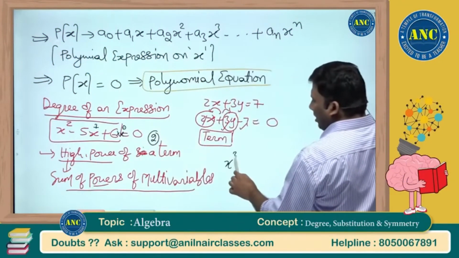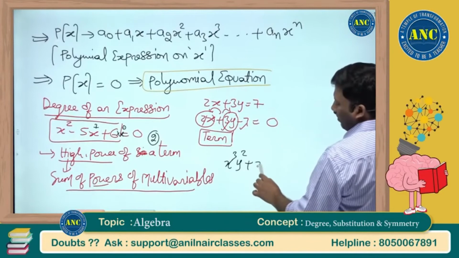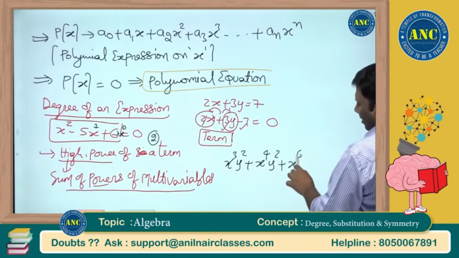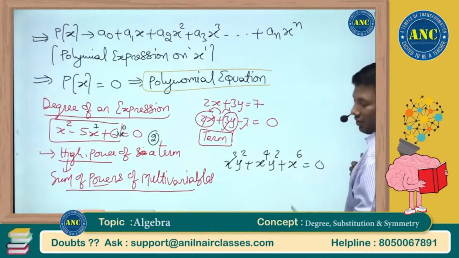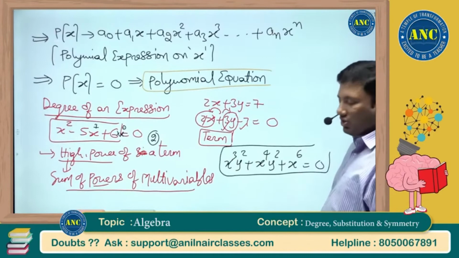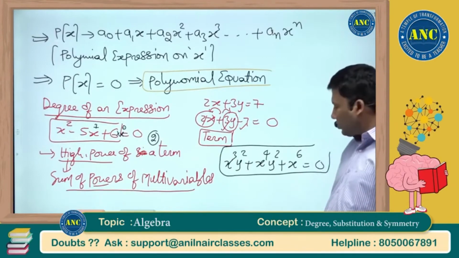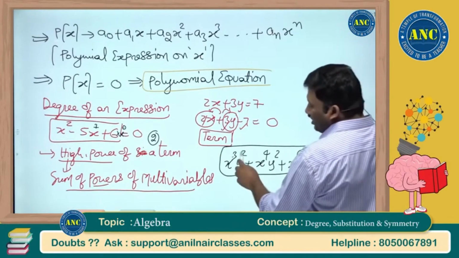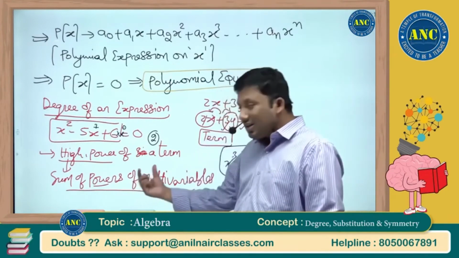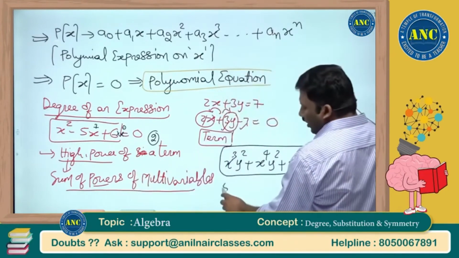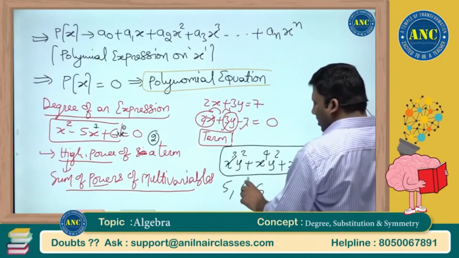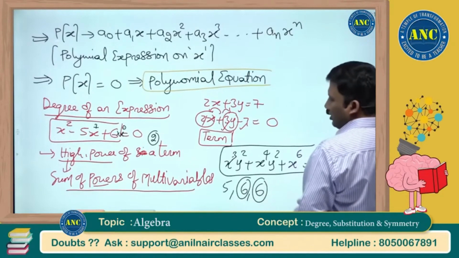Suppose there is x cube y square plus x power 4 y power 2 plus x power 6 equivalent to 0. This is another polynomial expression. There are 2 variables here. If there are 2 variables, add the sum of the powers. 3 plus 2 is 5. 4 plus 2 is 6. What is the highest? Highest is 6.